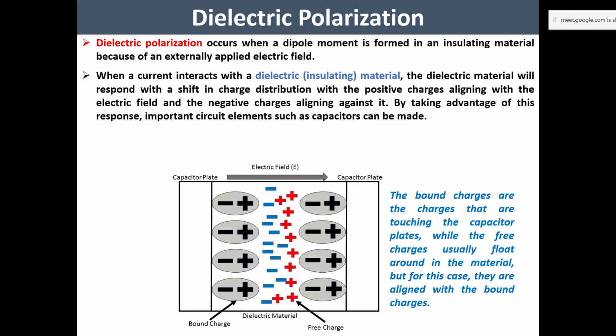If there is no dipole, there will be a dipole created. If the dipoles are already there, a permanent dipole is there, it will get aligned with the electric field, and so overall resulting in a picture that is shown here. So things will be like this. So the dielectric material will respond with a change in the charge distribution as the electric field is applied. So you can have this kind of arrangement.